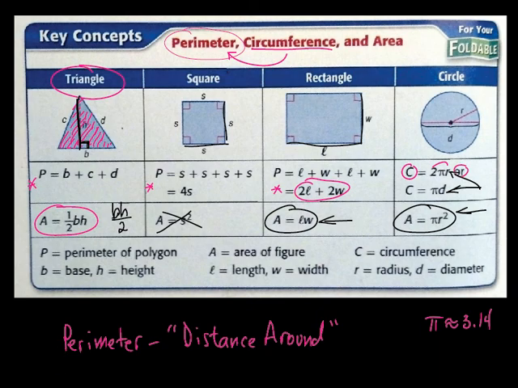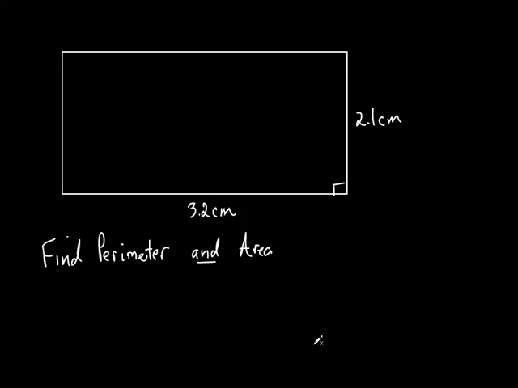All right, let's do a couple examples and we'll be done. Okay, let's take a look at this example right here. This is not too big of a deal. It's a rectangle, and they ask you to find two things. They say find the perimeter and find the area. So we're finding two things.